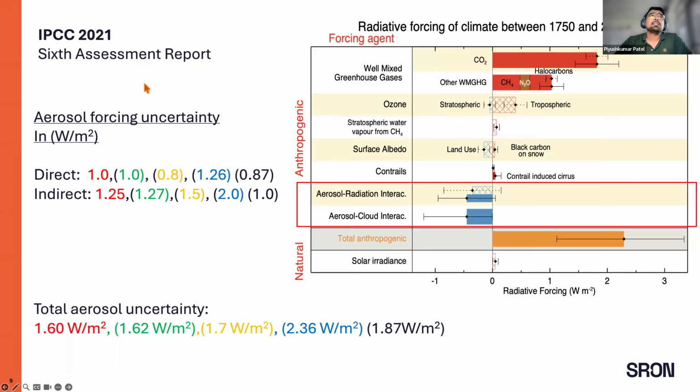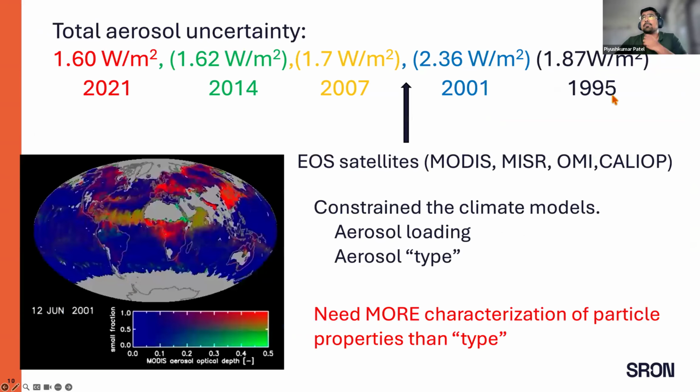Now, if you see the pattern of these numbers, after 2001 the numbers are getting reduced. So what exactly happened after 2001? If you remember, in 1999 and 2002, or 2001, sorry, we had the launch of multiple Earth observing satellites, which are MODIS, MISR, OMI, sorry, not the Kellogg.